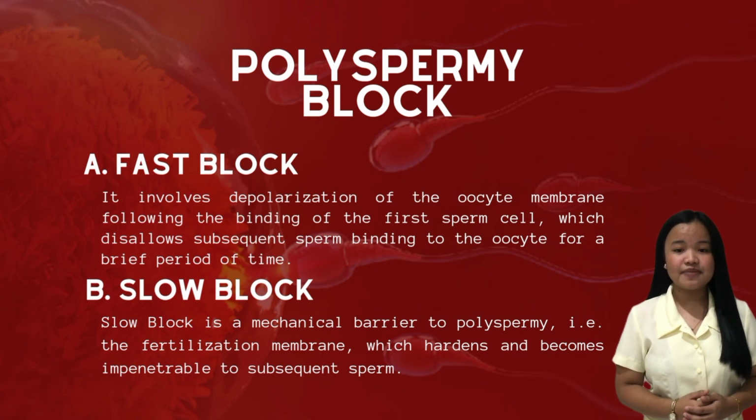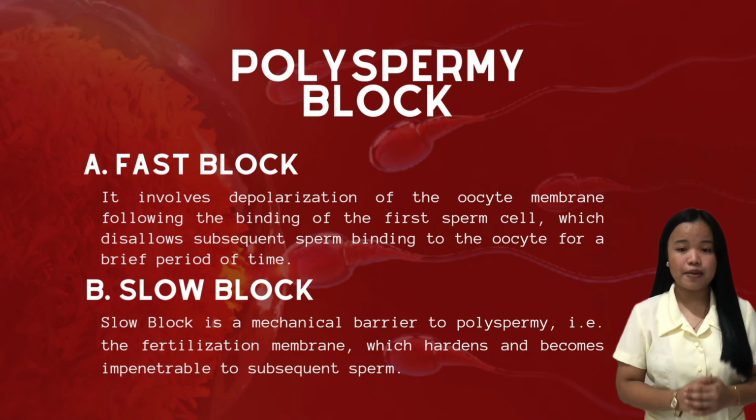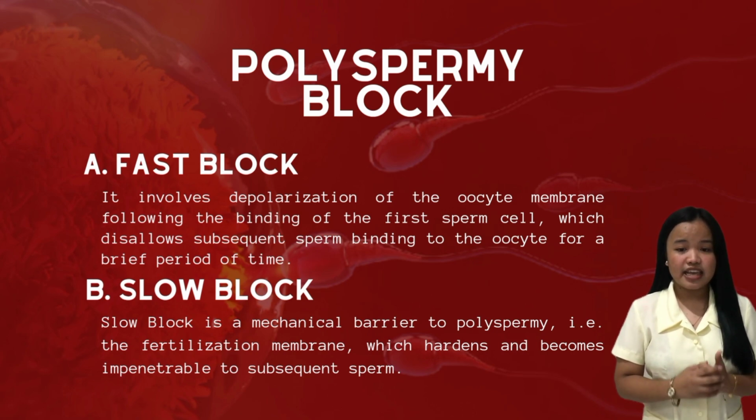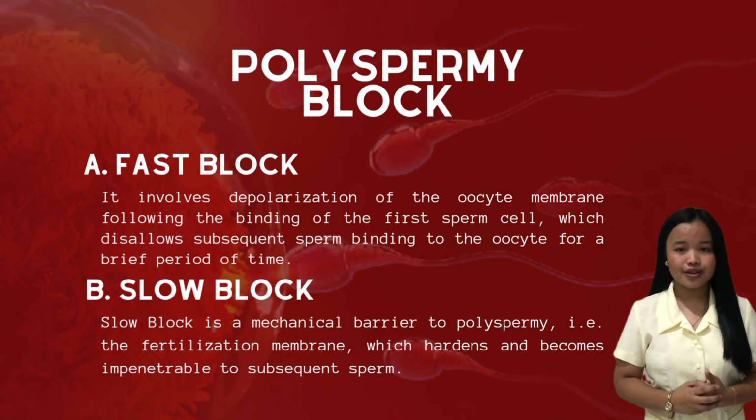The first mechanism is the fast block, which involves the polarization of the oocyte membrane following the binding of the first sperm cell, which prevents subsequent sperm from binding to the oocyte for a brief period of time. The fast block occurs instantly and lasts approximately a minute, during which time an influx of calcium ions following sperm penetration activates the second mechanism, the slow block.